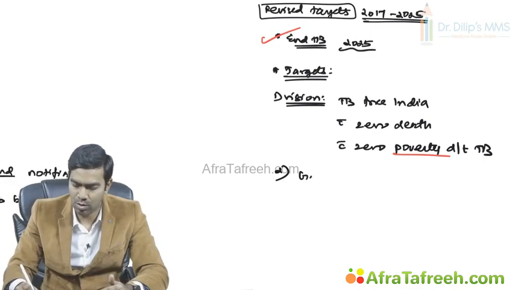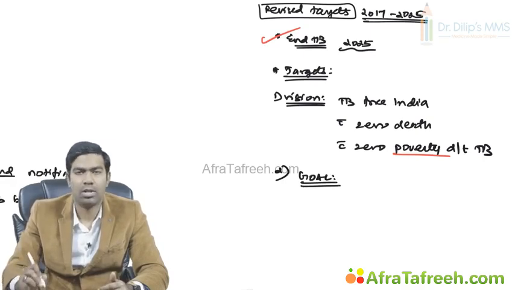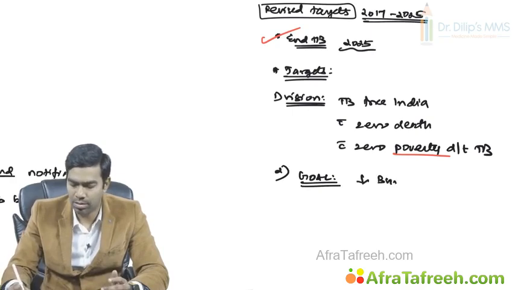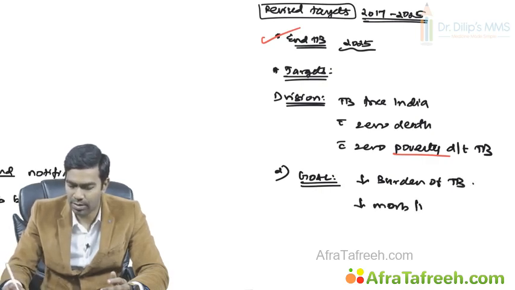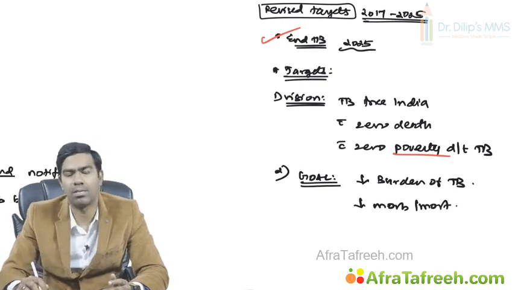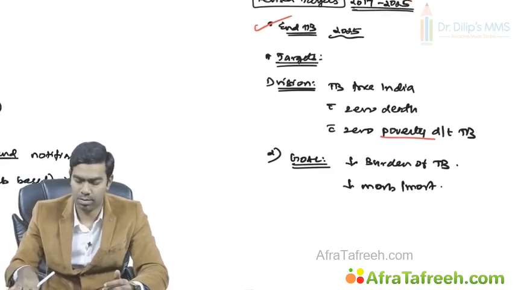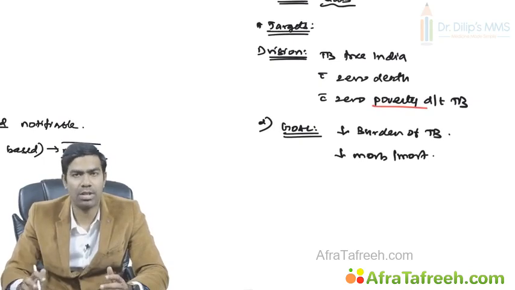And second, you have a goal also. You have to achieve a rapid decline in the burden of TB. So decrease the burden of TB in a very rapid way. At the same time, decrease the morbidity as well as mortality. At the same time, you also have to achieve the end TB or eliminate TB by 2025 target. So these are some of the revised targets.